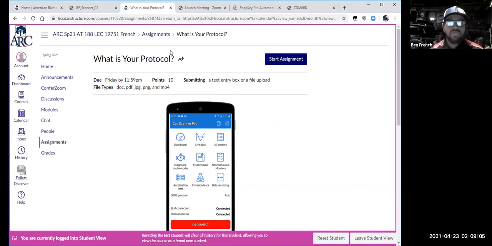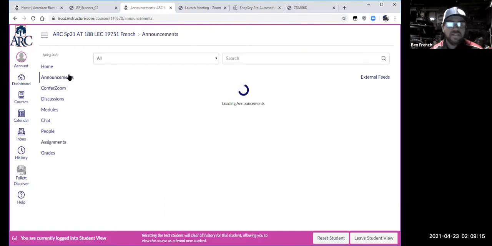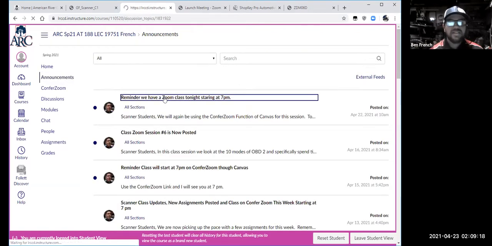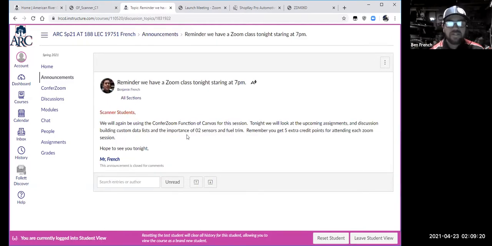All right, so with that, that's what's coming up on the agenda. As far as homework, what about tonight's presentation? Well, we are going to be focusing in, just like it says on the announcement for today, on building a custom data list. We're also going to take a look at oxygen sensors and kind of put this all together. And then again, also take one of your case studies, one of your problem cars where you did the assignment where you said, well, what problems do you have on your cars? I'm going to take one of those and use that for discussion as well.